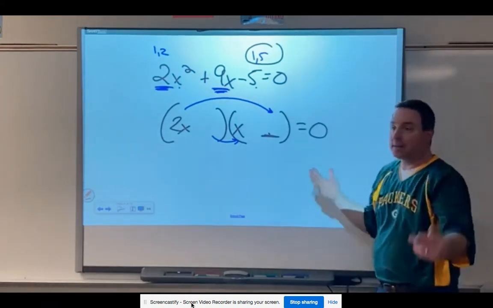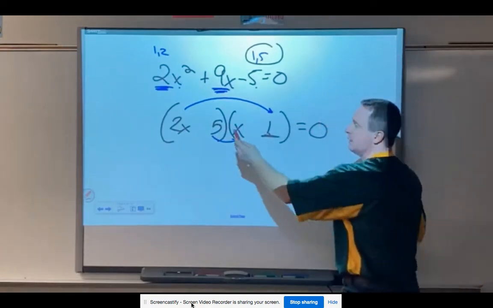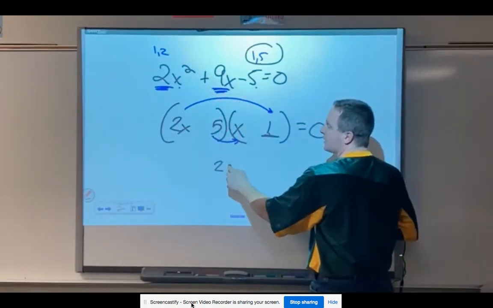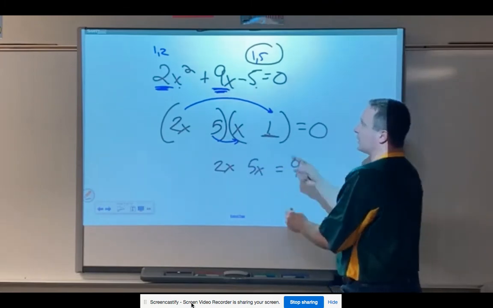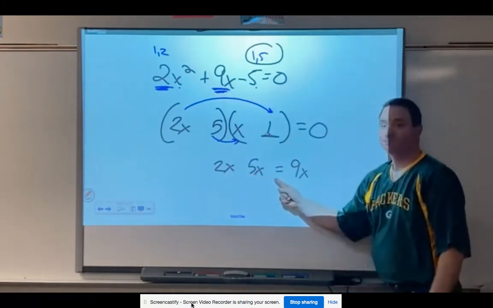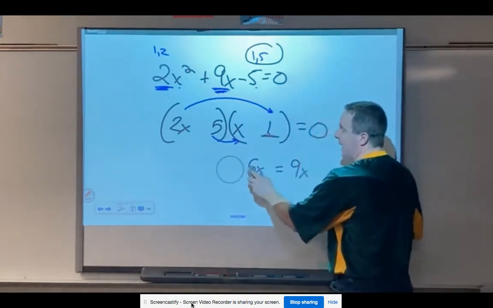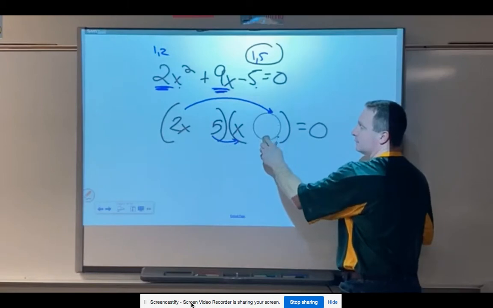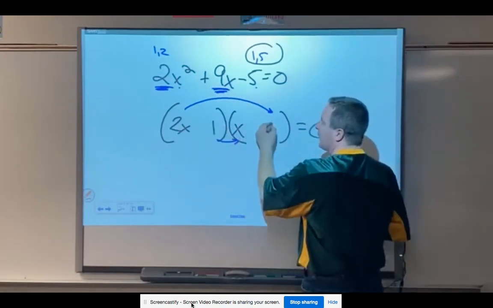And if you're not quite sure, guess and test. Maybe I'm going to try a 5 and a 1. Let's see if this works. This gives me 2x. That gives me 5x. Can 2 plus 5 get me 9? Doesn't work. Okay, so didn't do anything. That's not bad. That just means it didn't work that way. So if it doesn't work that way, let's try flipping them around. Let's put the 1 there and the 5 there.